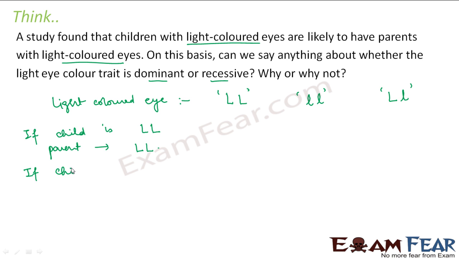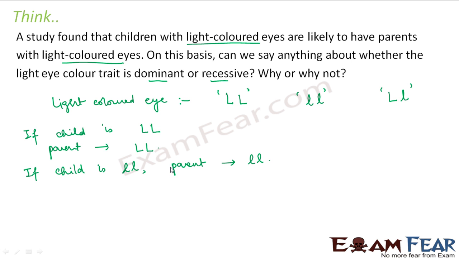Now, if the child is small l, what will happen? The parent should also be small l, because it has got small l from both the parents, right? So the parent should also be small l and small l. So in this case, we cannot say whether the eye color is dominant or recessive, because this information is not enough. There is a possibility that the trait is recessive, but since both the parents have light colored eyes, the child will also have light colored eyes, right?